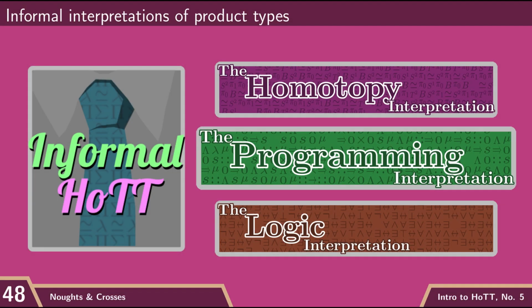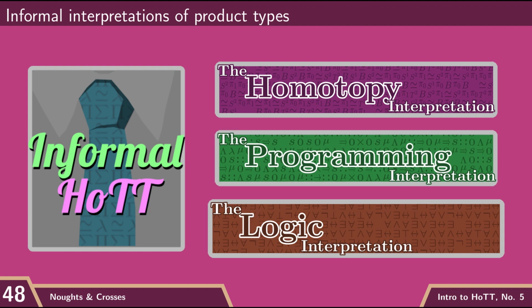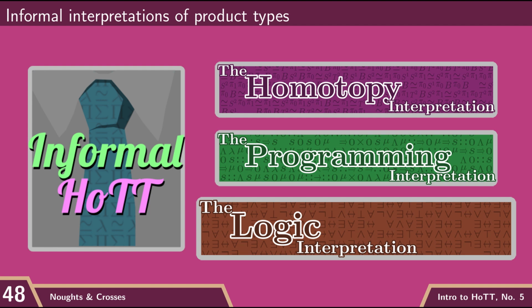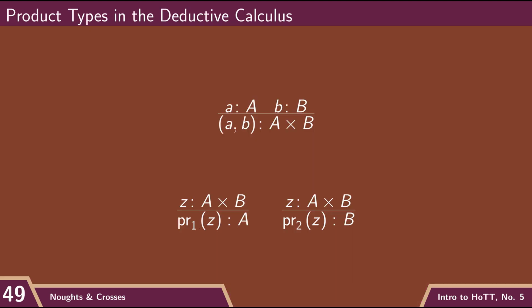In this video, we're going to talk about the programming interpretation of how we can actually work with product types in a programming language. And for the logic interpretation, I want to say a little bit more about this, so we'll save it for a future video. But if you are a logician, then these rules right here should tell you everything you need to know to figure out what the logic interpretation of product types is.